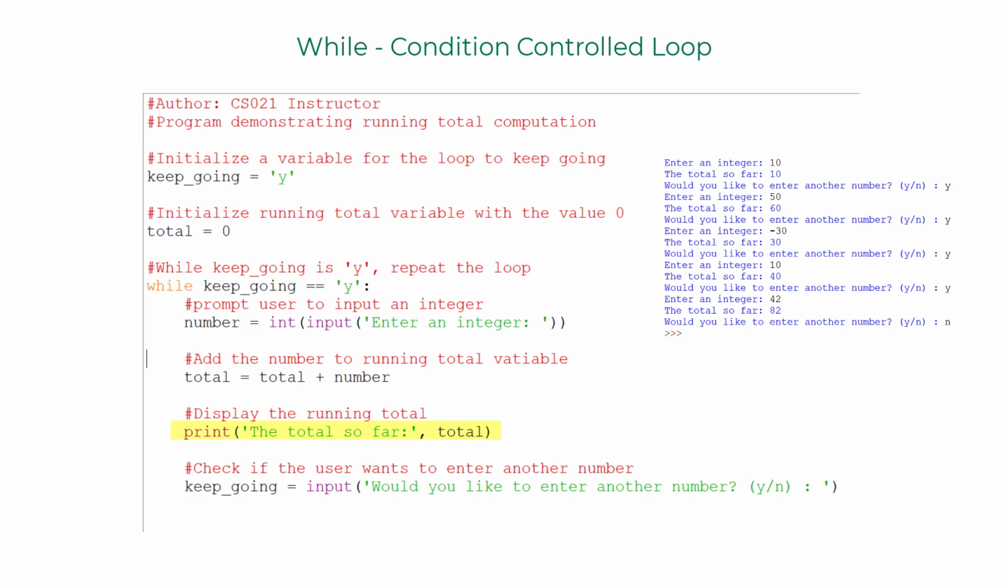The next step is to display the running total, after which the program will prompt the user to input Y or N. If the user enters Y, then the condition is satisfied and the program enters the while loop again. If the user enters N, then the condition is not satisfied and the program exits the while loop.